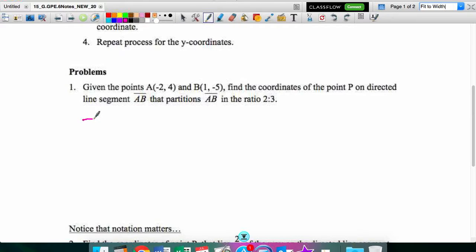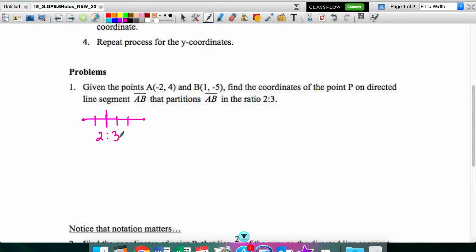You have a segment, and it's split at a particular point such that there are 2 parts on the left of this particular point and 3 parts on the right. And I should mention that these parts should be equal. My picture isn't that great, but ideally each of these partitions would be exactly the same distance. So this is essentially your 2 to 3 ratio.